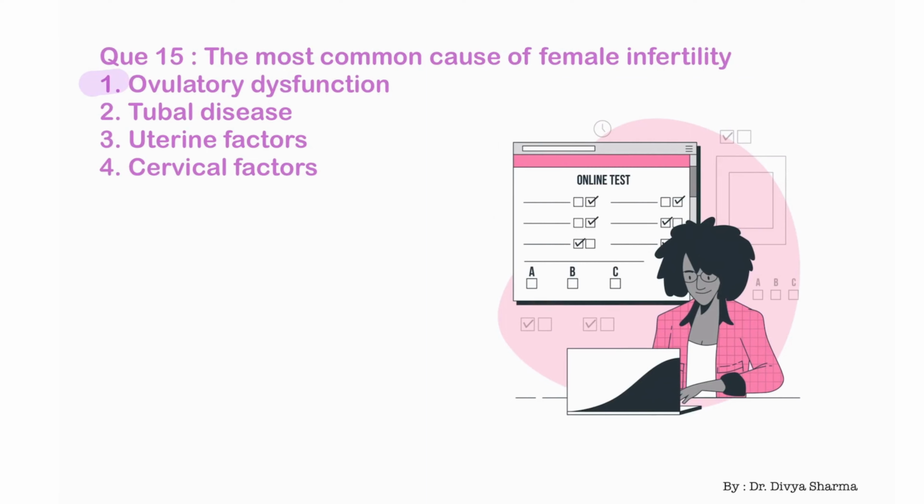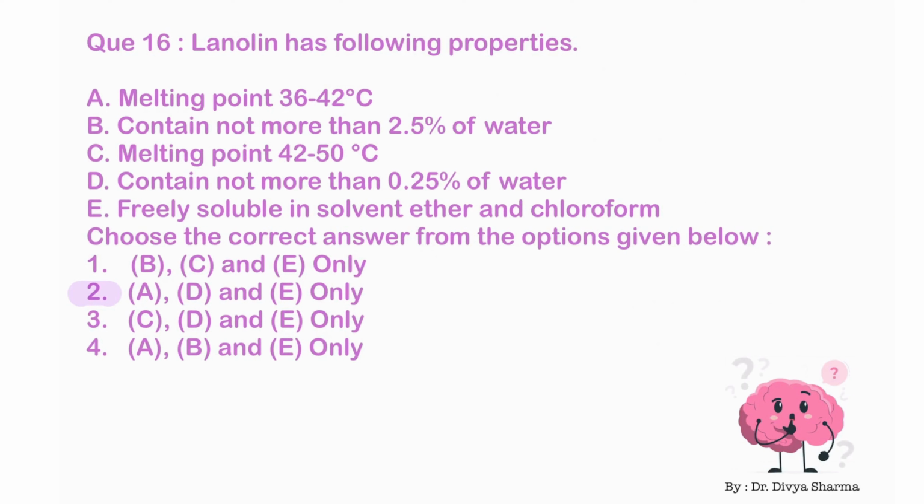Question number 15. The most common cause of female infertility is ovulatory dysfunction. Question number 16. Lanolin has the following properties. Now what is lanolin? It is a translucent, yellowish-white, soft, tenacious substance which is readily absorbed by skin, which makes it an ideal base for any medicinal product. Its melting point is between 36 to 42 degrees Celsius. It contains not more than 0.25% of water and it is freely soluble in solvent ether and chloroform. So the correct option is option 2.